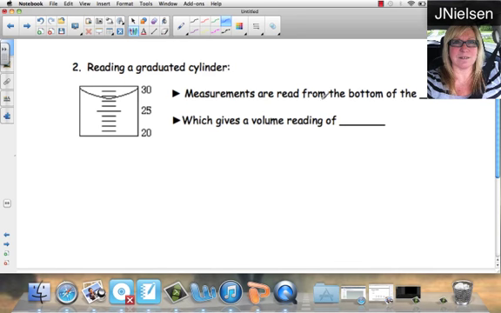We can do the same thing when we're looking at a graduated cylinder. Measurements are read from the bottom of the meniscus. Remember, the meniscus is the curvature of the liquid in the graduated cylinder. So we know for certain that this graduated cylinder is greater than 27, but less than 28. So we can, with some degree of accuracy, say that it measures to 27.5 milliliters.